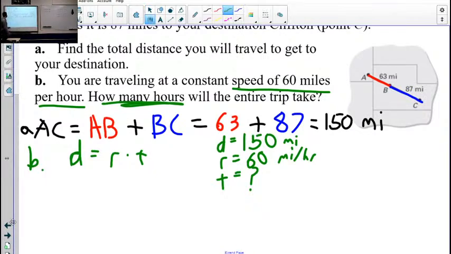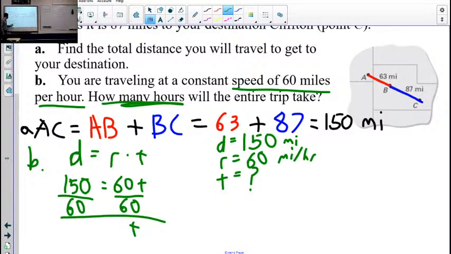So let's put those numbers in. Distance is 150. Our rate, we said, was 60 miles per hour times time. So we're going to solve by dividing. 150 divided by 60, that is 15 over 6. Reduce that, divide by 3, so that's 5 over 2. 5 halves would be 2.5. 2.5 what? Hours.